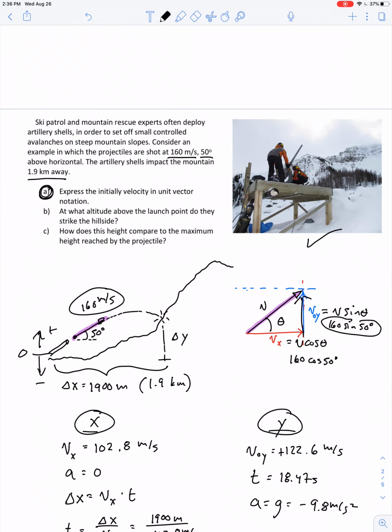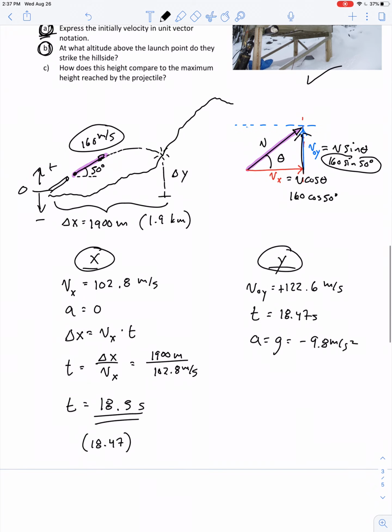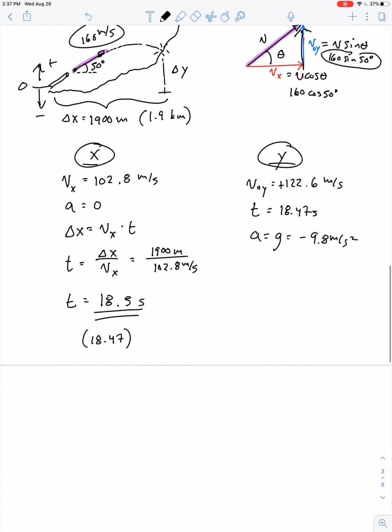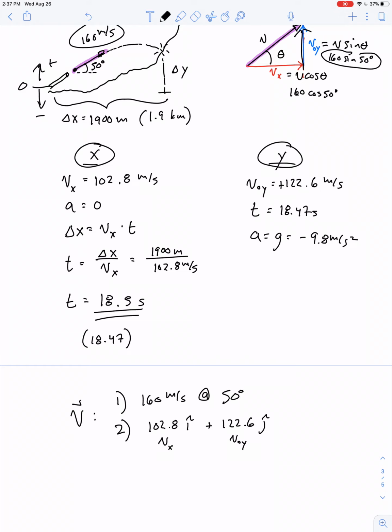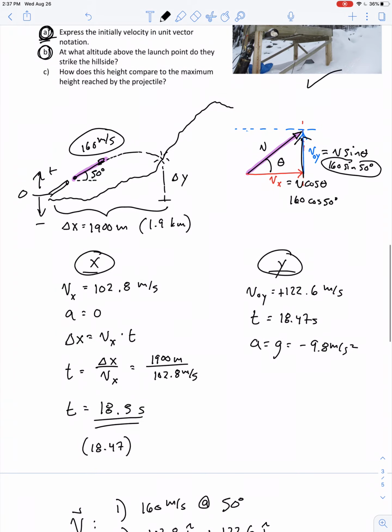So we're on our way to answering part B, and I already skipped over part A. We kind of had it. To put it in unit vector notation, we say v, and give that symbol here. Now we're talking about v as a vector. We have two choices. We can say it's 160 meters per second at an angle of 50 degrees, or we can say it's 102.8 i hat plus 122.6 j hat. That's our Vx, and that's our V naught y. Okay, so we already did answer A.